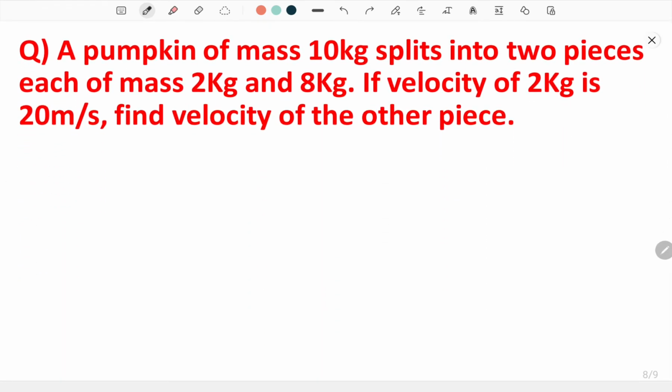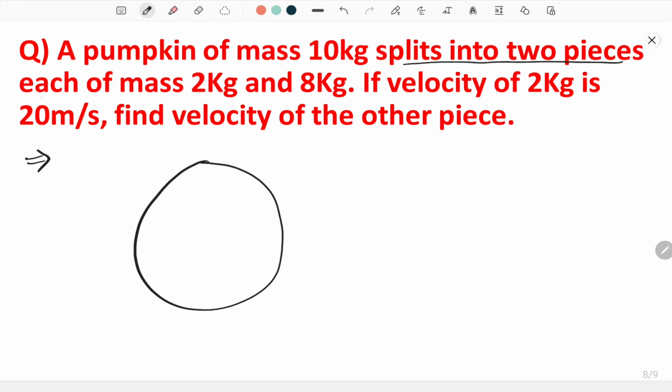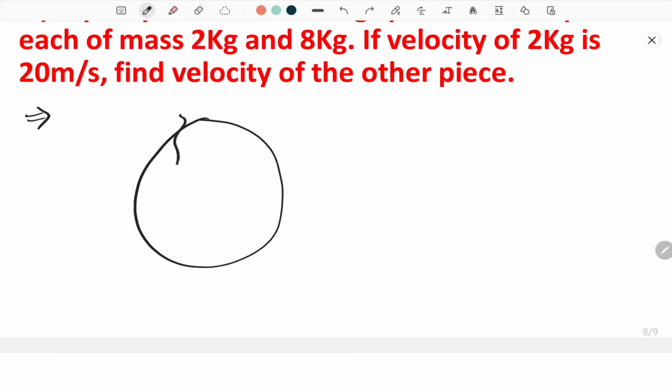Now here is a very interesting question. A pumpkin of mass 10 kg splits into two pieces, each of 2 kg and 8 kg. If the velocity of the 2 kg piece is 20 meter per second, find the velocity of the other piece. So we have a big pumpkin like this, with a total of 10 kg, and it splits into two pieces, of mass 2 kg and 8 kg. It will split like this. This is 2 kg and this is 8 kg.